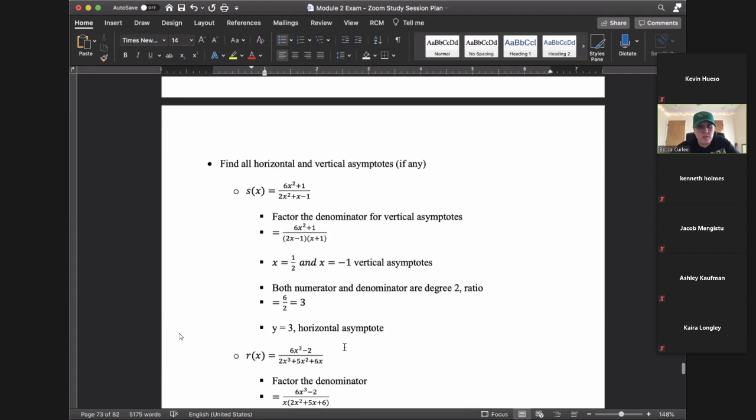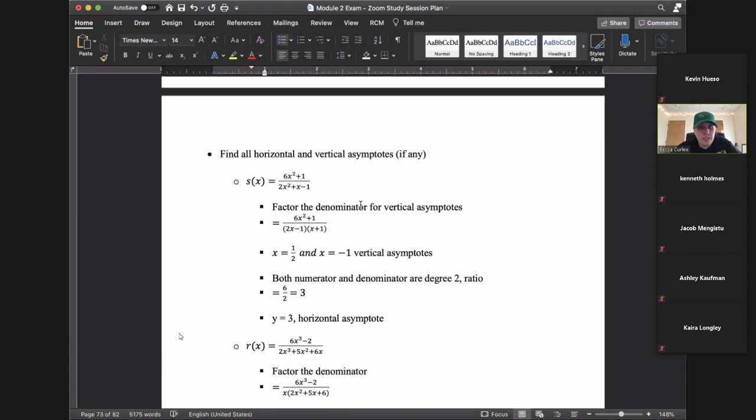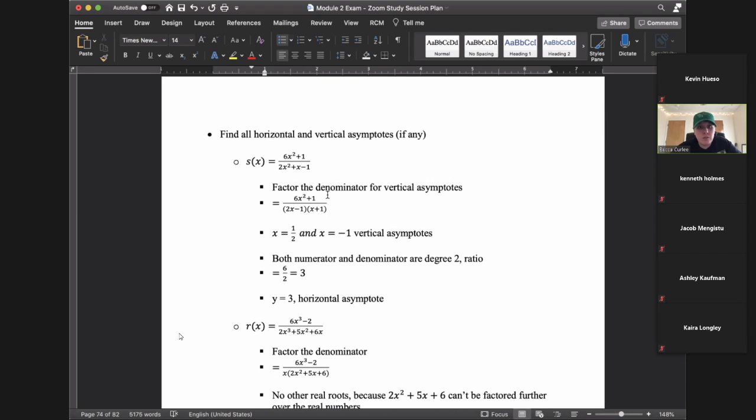Finding all horizontal and vertical asymptotes, if any. So we've got s of x equals 6x squared plus 1 over 2x squared plus x minus 1. Factor the denominator for vertical asymptotes. So we're going to factor 2x squared plus x minus 1. That gives us 2x minus 1 times x plus 1. So the zeros are 1/2, because of 2x minus 1, and negative 1. Those are going to be your vertical asymptotes, just the zeros of the denominator.